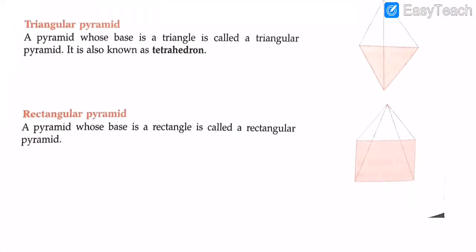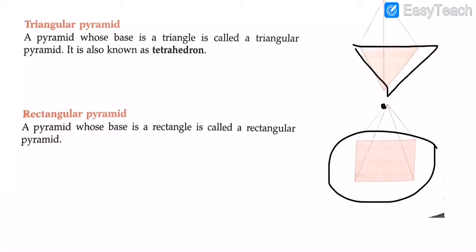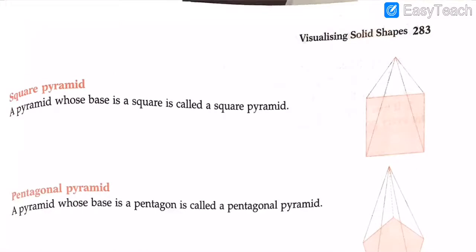Triangular pyramid: a pyramid whose base is a triangle is called a triangular pyramid. It is also known as a tetrahedron. Rectangular pyramid: a pyramid whose base is a rectangle is called a rectangular pyramid. So as you can see, the base is a rectangle. It joins at a common apex or a vertex. Similarly over here, 1, 2, 3, common apex or a vertex.